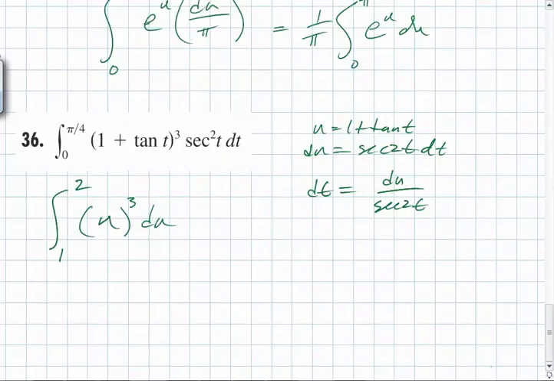Why do you have to do the changing into tangent? Because look, we are now in u values. These are x values. These are t values. We're now going to u values. Oh, and since u is 1 plus tangent, you plug in 0, you get 1 plus 0 is 1. Right. Tangent of pi over 4 is 1. 1 plus 1 is 2. But you've got to remember to do that. Do you have to change u back into 1 plus tangent t?